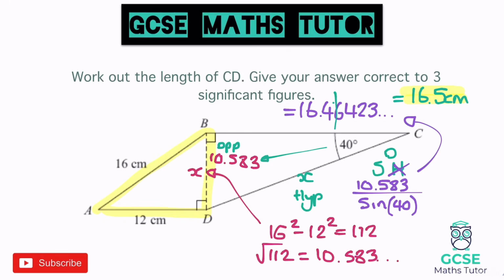Okay, so a slightly different question there. We have to use a bit of Pythagoras as well, but you just know that if there's no angles involved with a right angle triangle, you can use Pythagoras, but if there is an angle involved, that's when we start to use SOHCAHTOA. So let's have a look at another question.